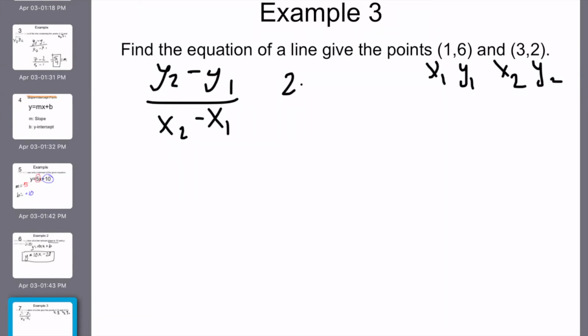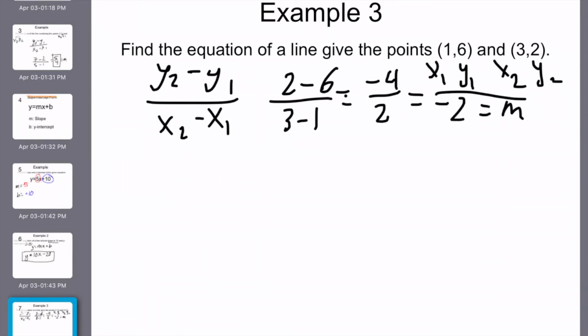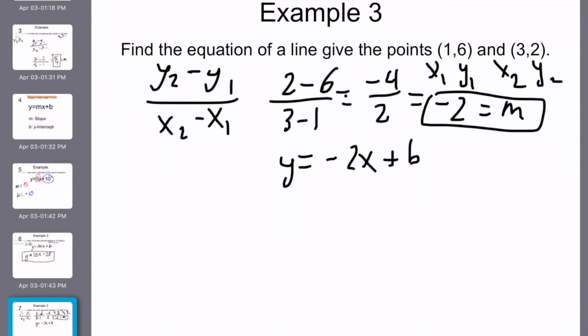So I have 2 minus 6 over 3 minus 1, which gives me negative 4 over 2. Negative 4 divided by 2, in fact, equals negative 2. So I know that my slope is negative 2. So I'm going to take this information: y equals negative 2x plus b. The next part that I need to do is take one of my points and plug it into the equation. I am going to take this point 3, 2 and plug it into my equation.